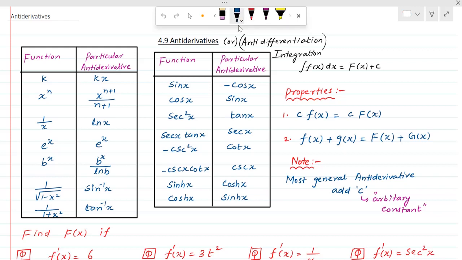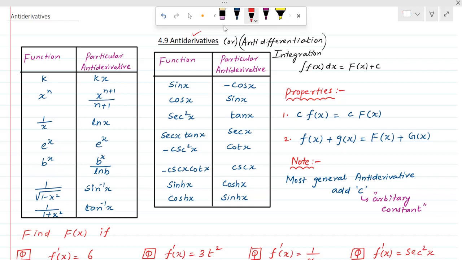So here, there are formulas we have. If you differentiate, integrate, actually we say it is integration, antiderivative or integration. The integration of k is kx. For x to the power n, it is x to the power n plus 1 over n plus 1, whereas in differentiation we will reduce the power.